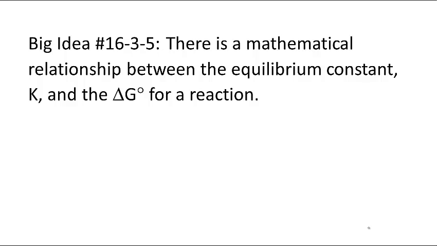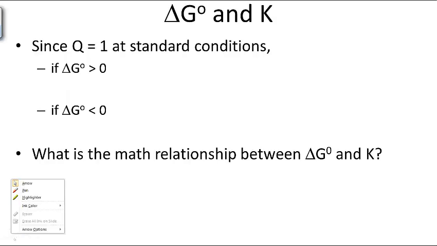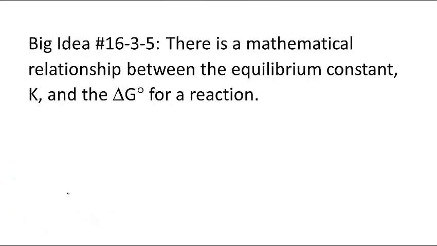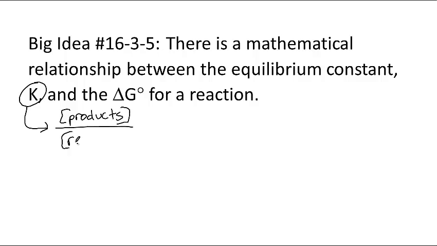And that relationship is going to be captured by the relationship between K. Remember, K was the equilibrium constant. K stands for the ratio of what to what? Products to reactants. So this is the ratio of products to reactants at equilibrium. And then delta G naught, that's the Gibbs free energy change at standard conditions.